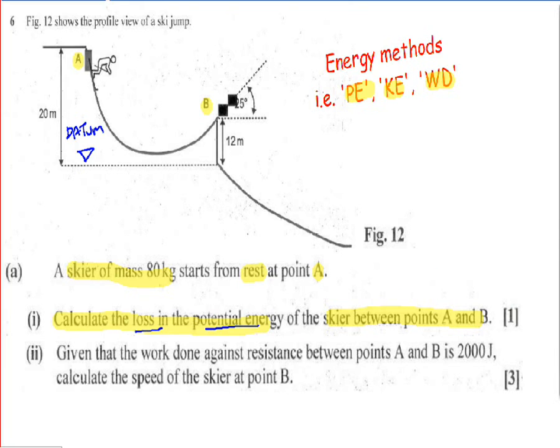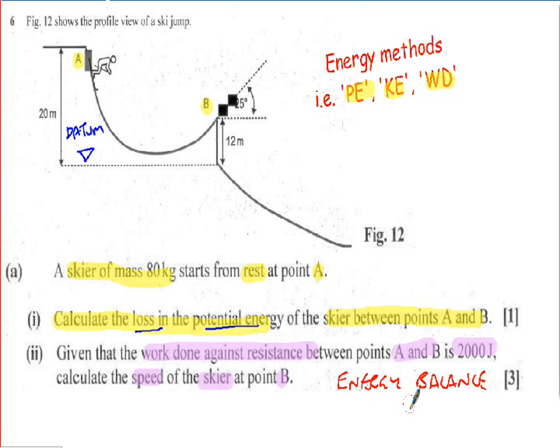And then we're given that the work done against the resistance between points A and B is 2000 joules, and from that we've got to calculate the speed that the skier has at point B. So these are quite complicated questions here. So sort of an energy balance is required here to rearrange the equation, and then you'll be able to find from that the velocity.